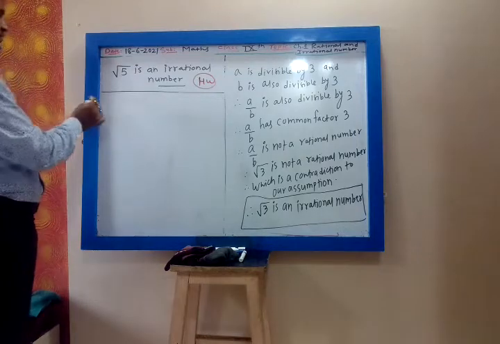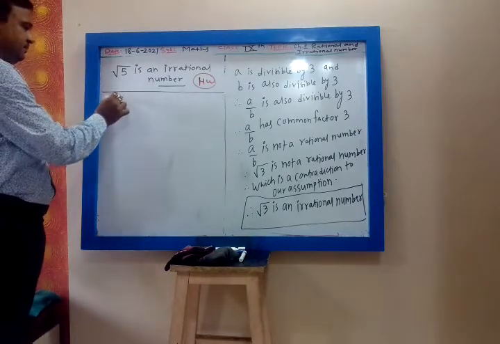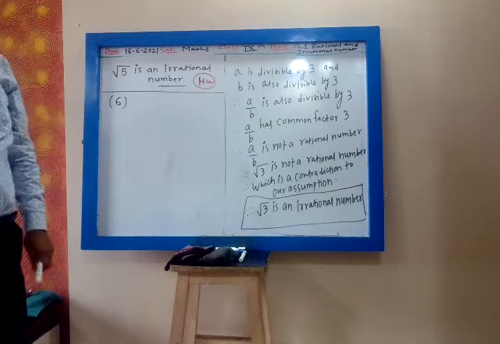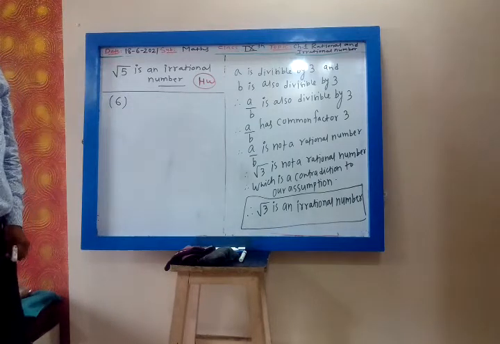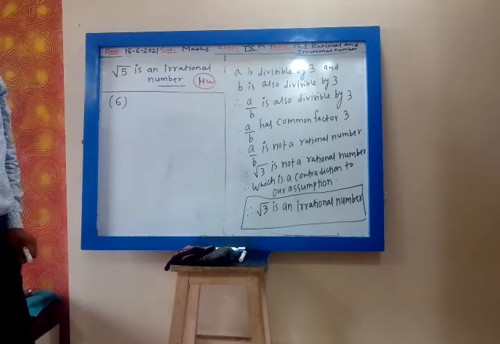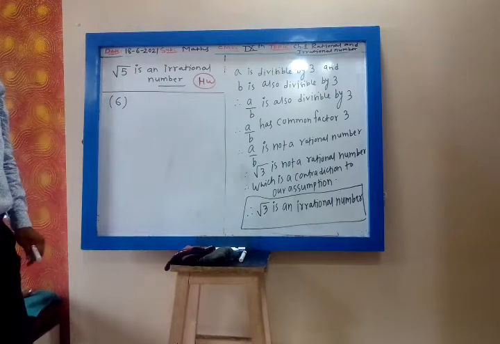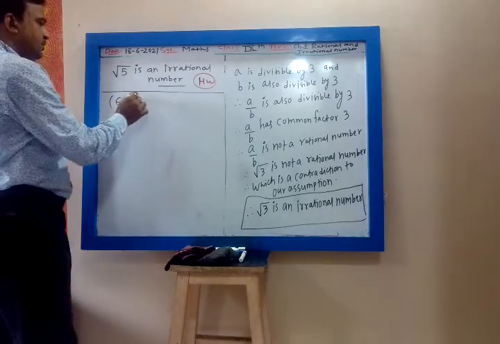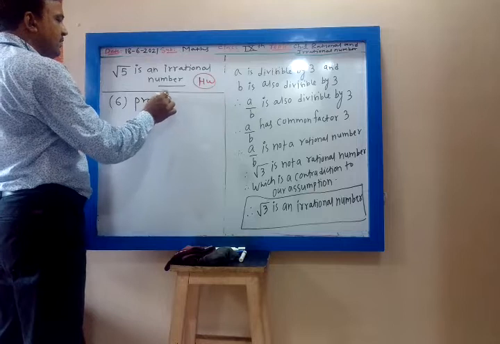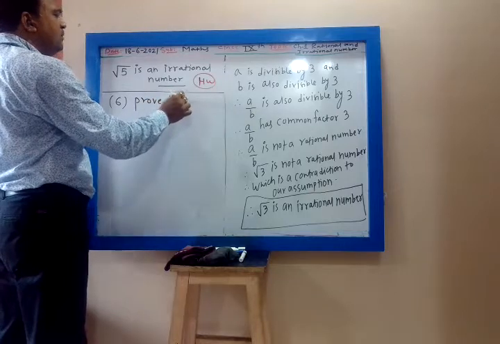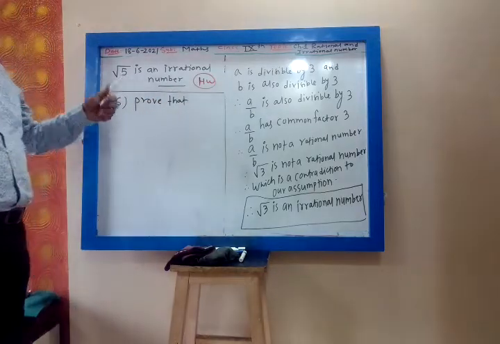Now the sixth one. Prove that each of the following numbers is irrational. Prove that. No, root 5 I am giving as homework.